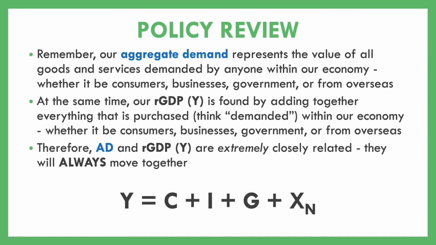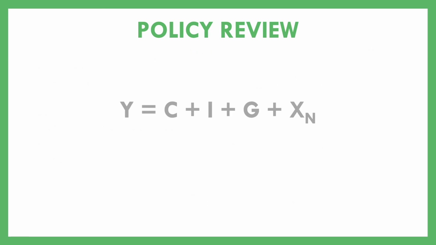And again, we can think about this because of that formula for our GDP equation, right? That Y, or our GDP, is equal to C plus I plus G plus X sub N. Or GDP is equal to consumer spending plus investment spending plus government spending plus our net exports. So again, looking at this equation a little bit more closely, we have to think about what would happen if we want our real GDP to change.